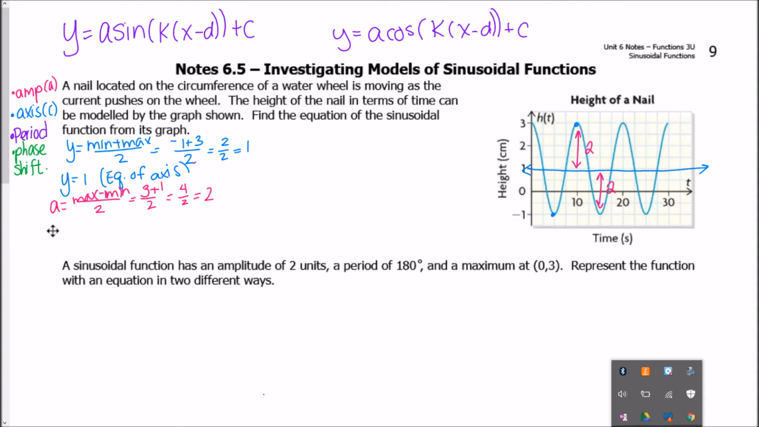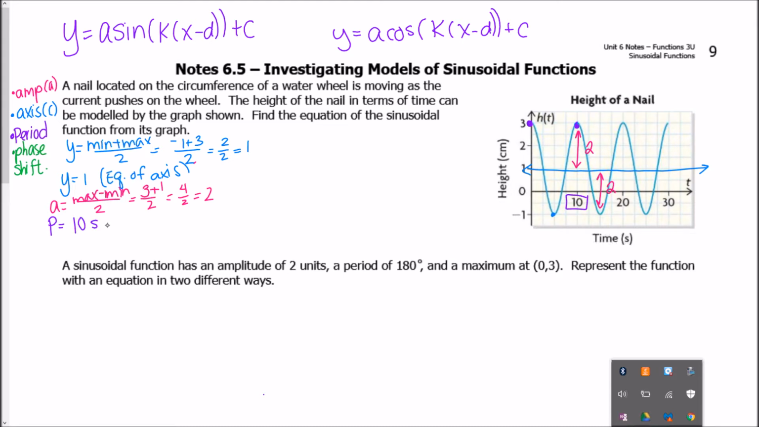Now, the period, I want to figure out the period right here by seeing how long it takes to complete one full cycle. So it appears that it starts at its max, and then it goes all the way back down to its min, and then comes back up to its max in 10 seconds. So our period is 10 seconds.